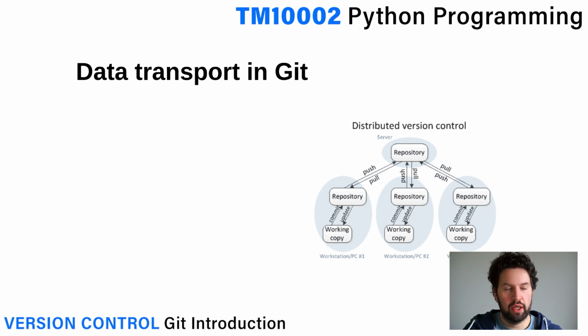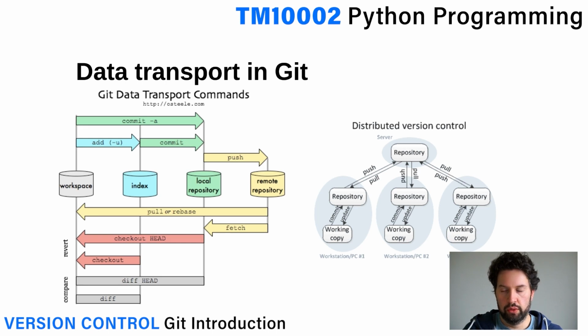So let's talk about data transport in Git. On the right you see again the picture of the distributed version control system, and on the left you see a schematic index of what kind of data locations there are in Git.